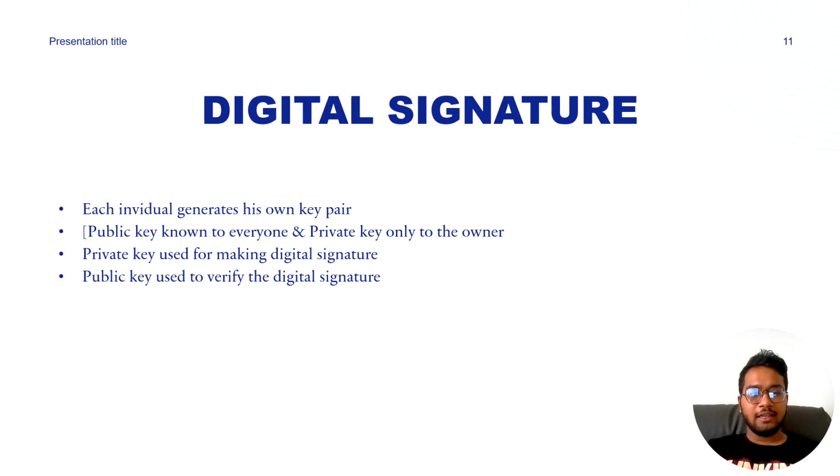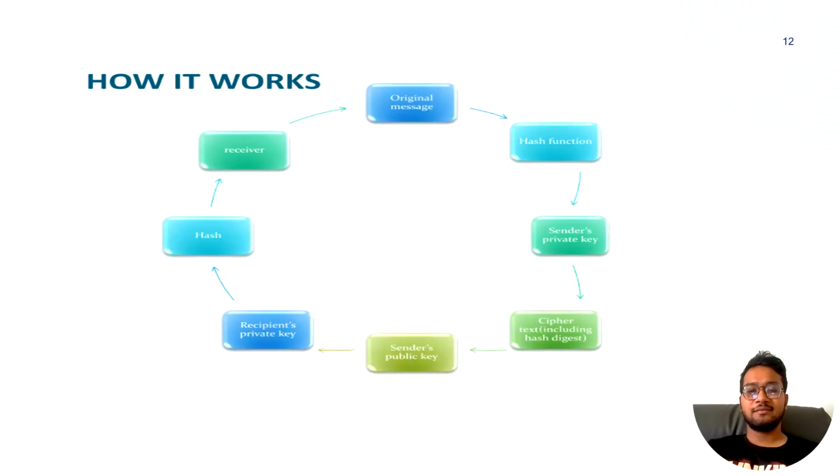Each individual generates his own key pair, with a public key known to everyone and a private key known only by the owner. The private key is used for making the digital signature, and the public key is used to verify the signature.